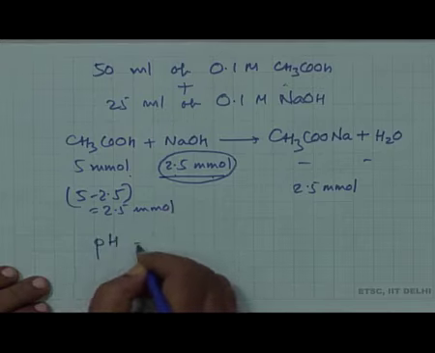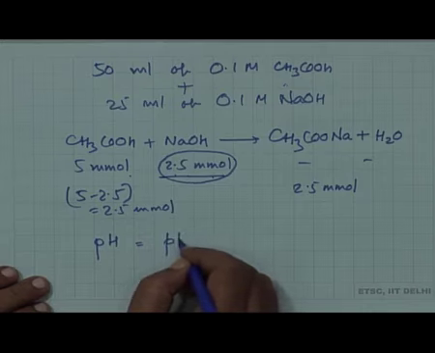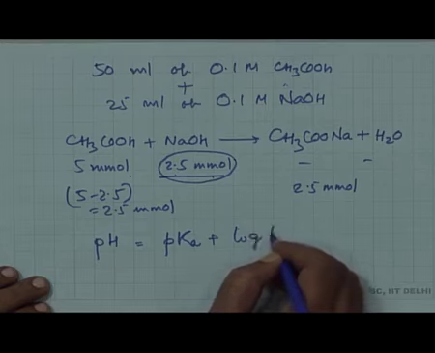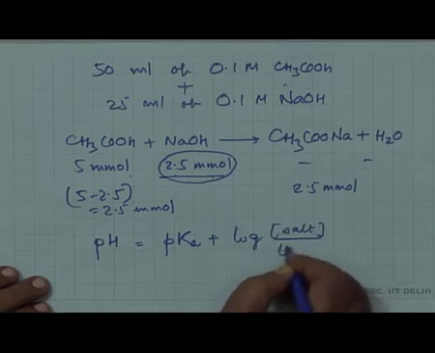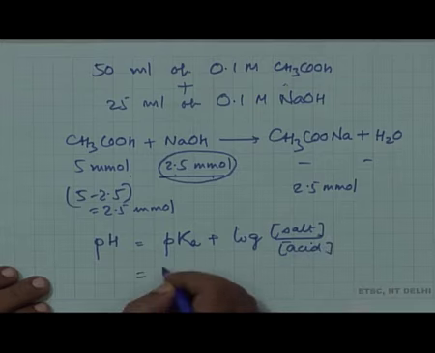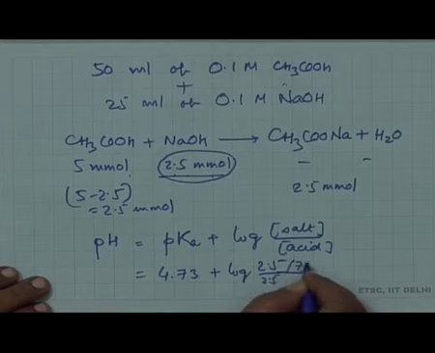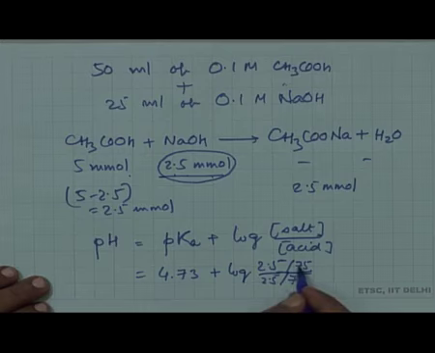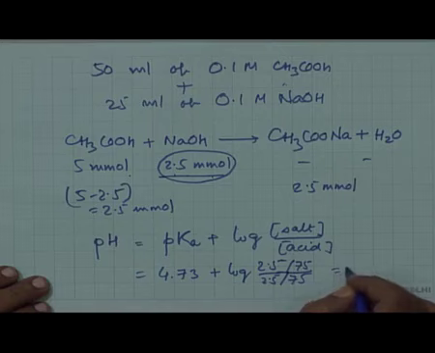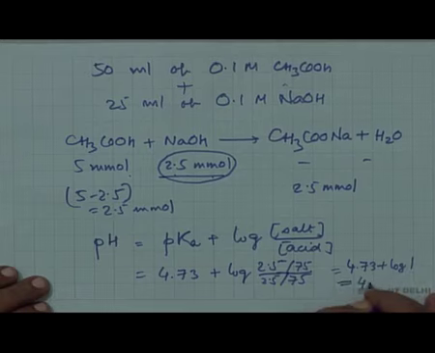And so, again pH can be calculated using the Henderson-Hasselbalch equation: pKa plus log salt by acid, and pKa is 4.73 for acetic acid. So, plus log 2.5 by 2.5. You can just divide by 75 to get concentration, but as I told you, volume does not matter here, because in numerator and denominator both will be divided by volume and they cancel out. Okay. So, what we get is 4.73 plus log 1, and log 1 is nothing but 0. So, 4.73.